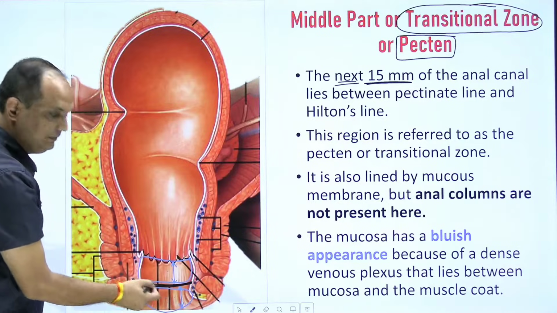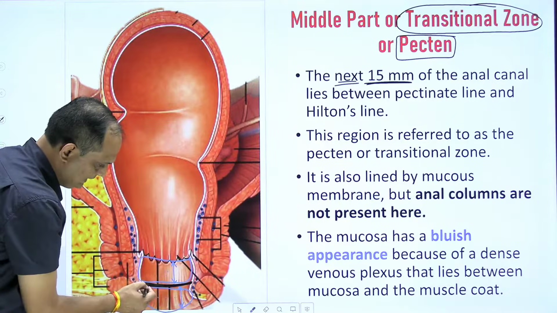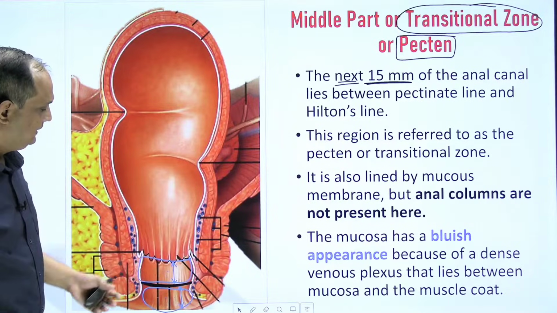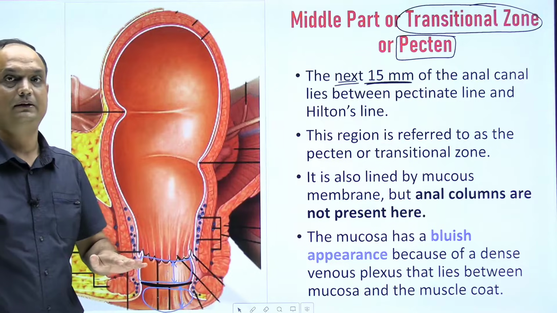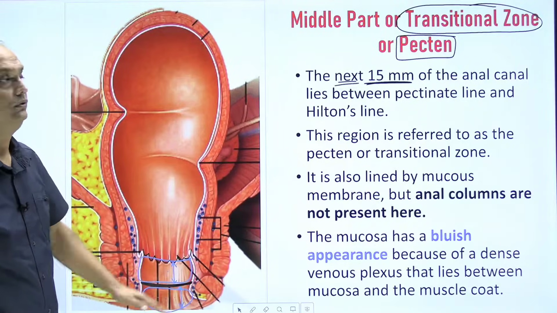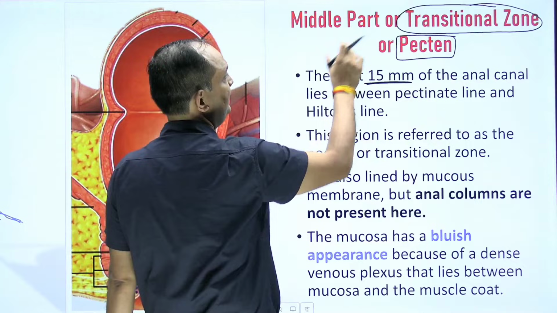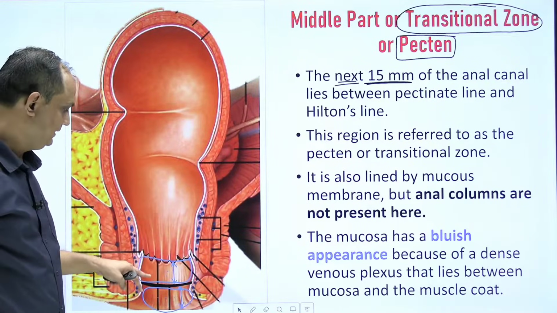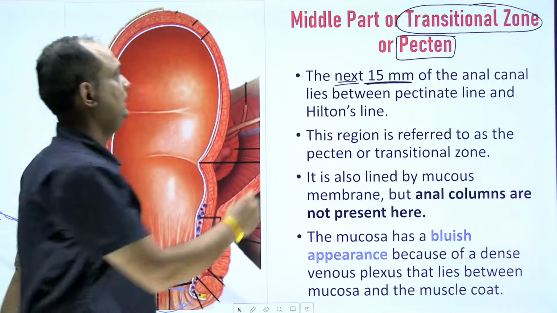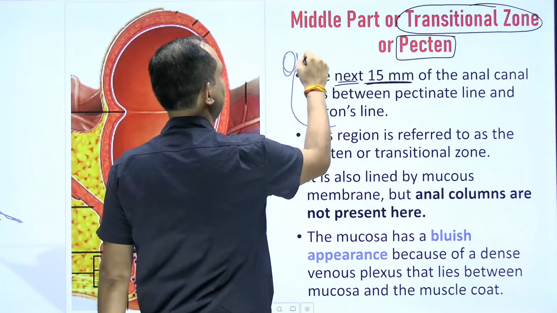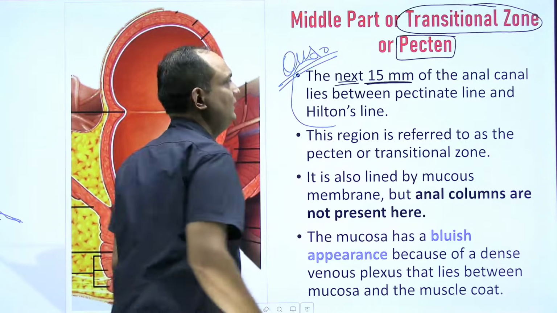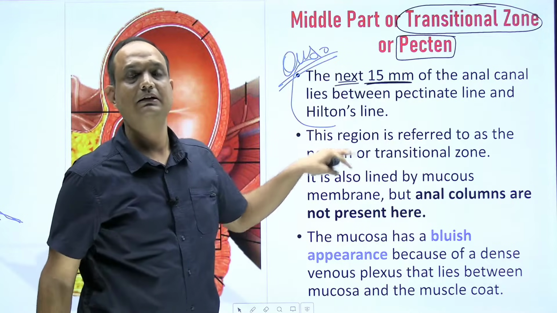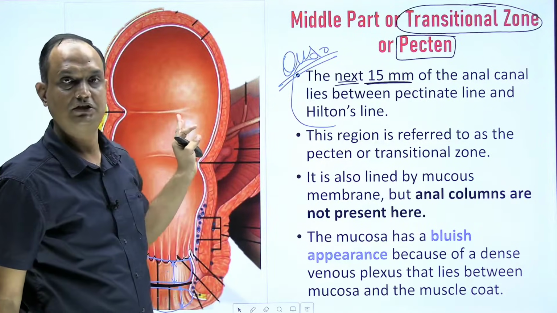Now, what is the demarcation between these two? The answer is the white line of Hilton. Clear? So, this white line of Hilton is the lower limit of the transition zone. Whenever you are talking about the limit of the transition zone, it is below the pectinate line but above the white line of Hilton. Clear? So, this is the most important MCQ for your exam: which area lies below the pectinate line but above the Hilton's line? The answer is the transition zone.